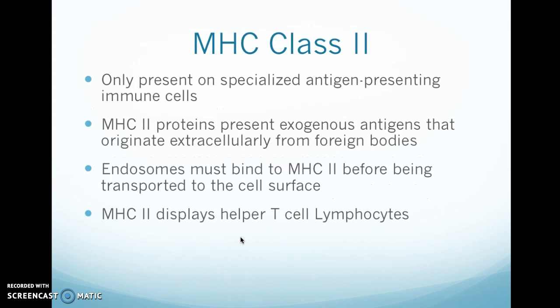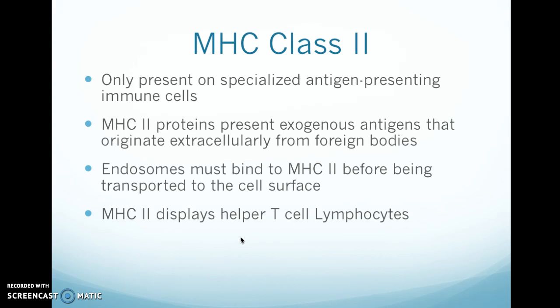MHC class 2, they are only present on specialized antigen-presenting immune cells, including macrophages that engulf foreign particles such as bacteria, dendritic cells that present antigen to T cells, and B cells that produce antibodies. So MHC2 proteins present exogenous antigens that originate extracellularly from foreign bodies such as bacteria, so they originate outside of the cell.